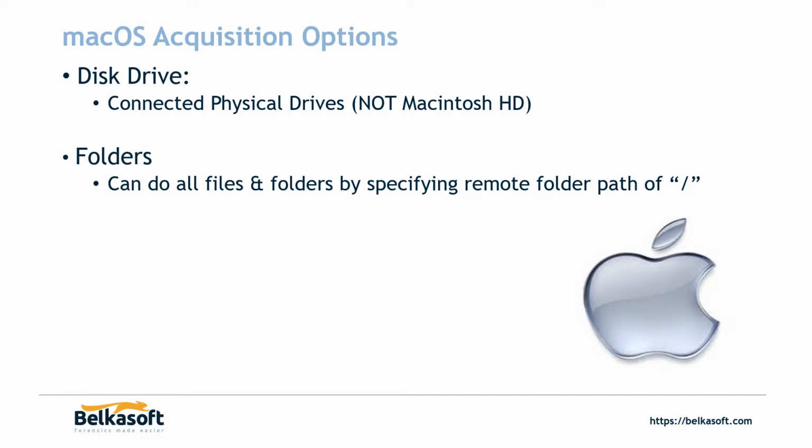Now, on the flip side of that, to kind of get around it, I know we're not going to get everything, but we can acquire files and folders. So we can do all files and folders, by specifying the remote folder path that we want to acquire on the Macintosh hard drive to be root. So if we acquire the root folder, we are getting everything on the Mac. Obviously, we're not getting all system files, but we'll get any file that is stored on the Mac itself.